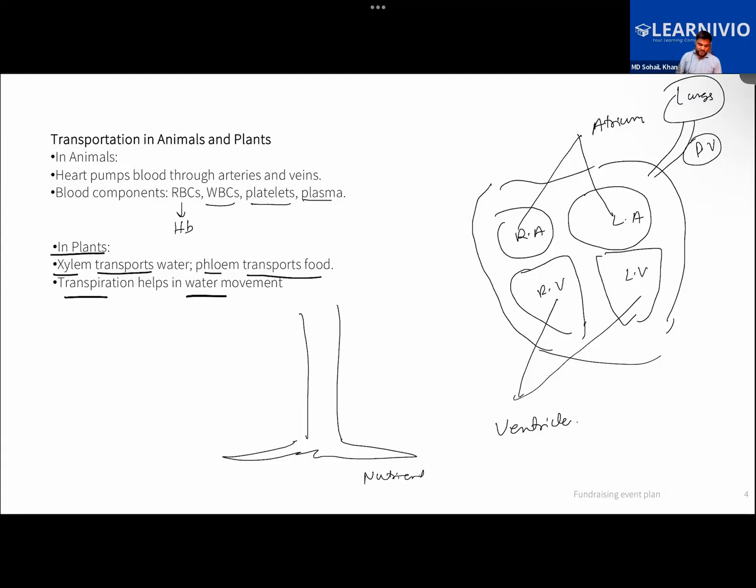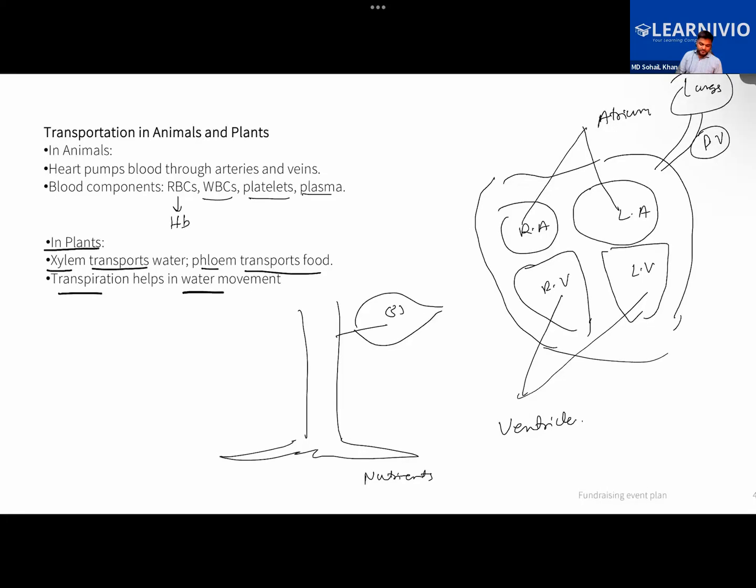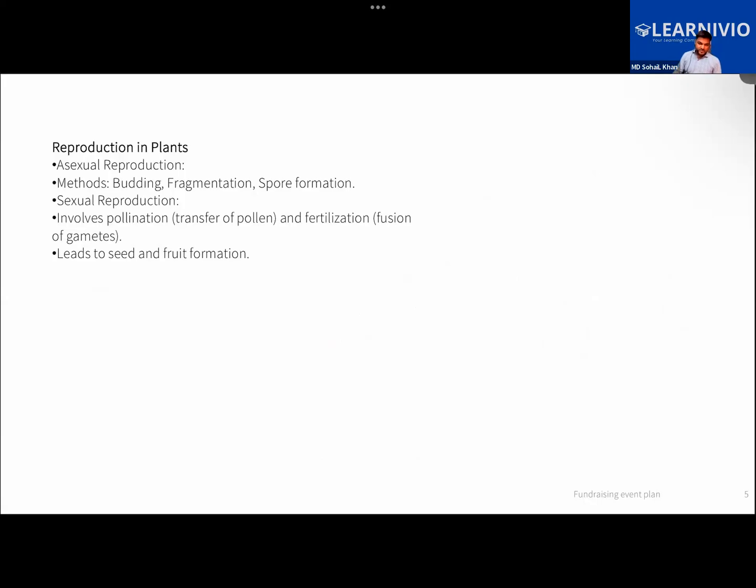So transpiration helps in water movement, and all the essential nutrients that are dissolved in the water also travel to different parts of the plant due to transpiration. Transpiration is basically loss of water in the form of water vapor through the stomata. And this creates an upward pull. There is less amount of water here, and more amount of water in the soil. So this creates a pressure difference, and the continuous evaporation creates an upward pull, because of which water continuously rises from the roots to the different parts of the plant. So we learned about these things.